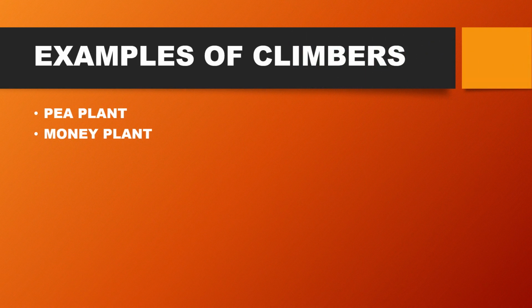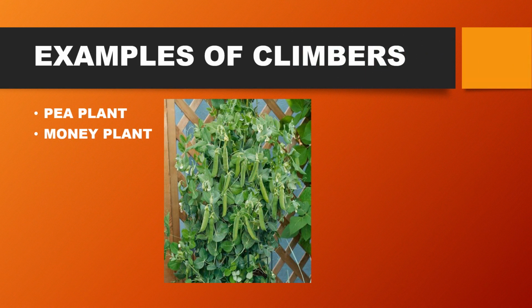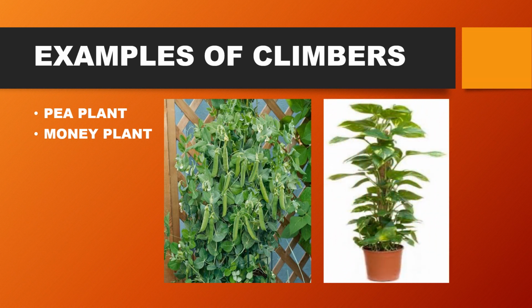Examples of climbers are the pea plant. Now can you see? The pea plant also has a weak stem. So the plants which have a weak stem need support. So the pea plant is taking the support of the wall. And in the same way, the money plant is also taking the support of a stick. So children, climbers means their stems are weak, they are not strong, so they need support.